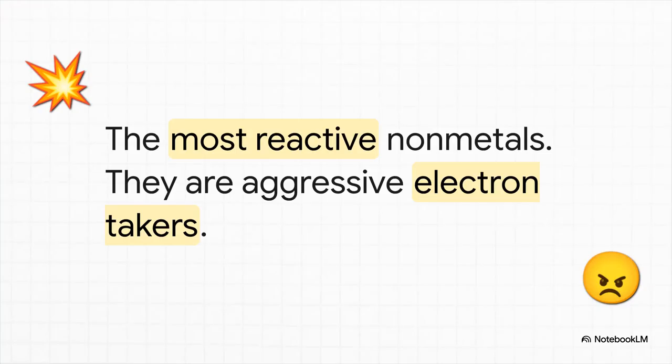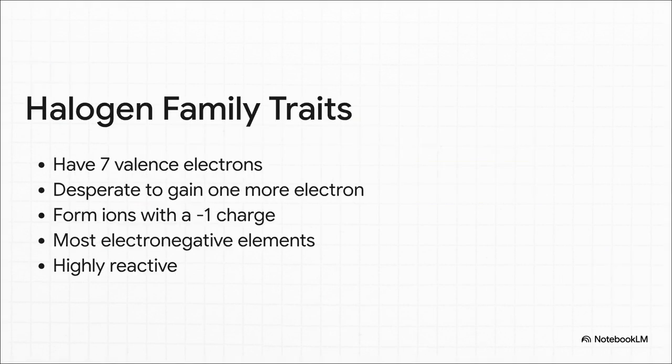First up, let's meet Group 17, the halogens. This family, we're talking fluorine, chlorine, these guys are some of the most aggressive, most reactive elements on the entire table. They are the textbook definition of electron takers. So why are they so pushy?